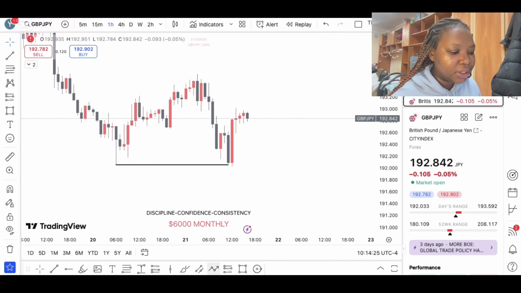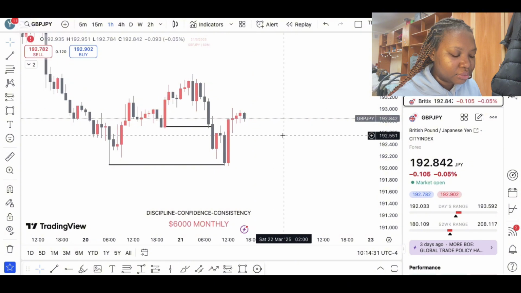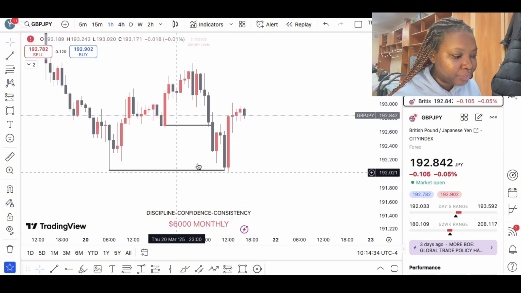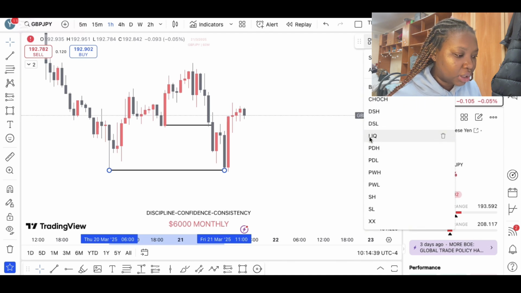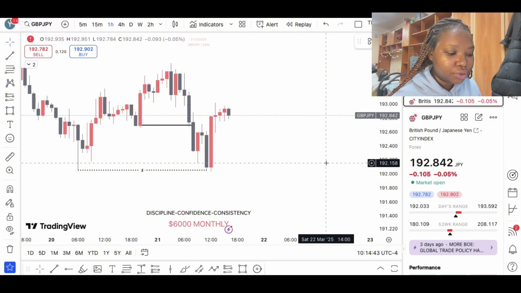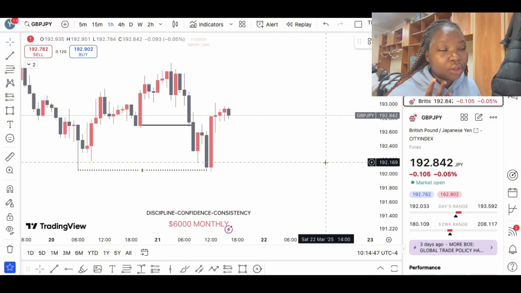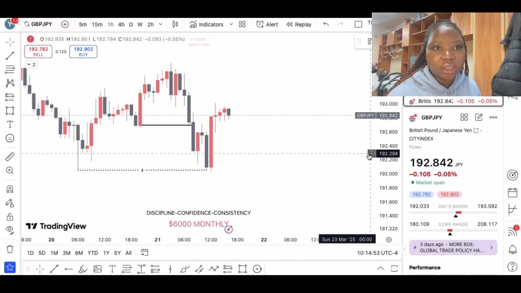Now if I come here, however, somewhere here, this is my break of structure. I don't know if you get what I'm trying to say. Here is a liquidity sweep. It is not a change or a break of structure. A good break of structure, for me, should be closed with a full body and not a wick. When it's a wick, I consider it a liquidity sweep.